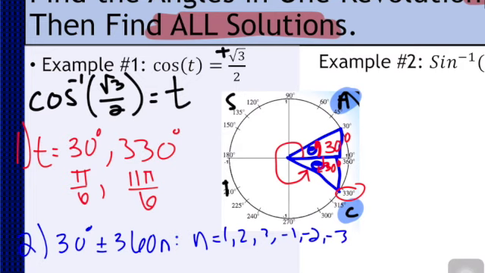Same thing with 330. The way I can find all the answers is to take 330 and just add and subtract multiples of 360. And then your n is equal to the exact same thing. Let's do it with radians now.